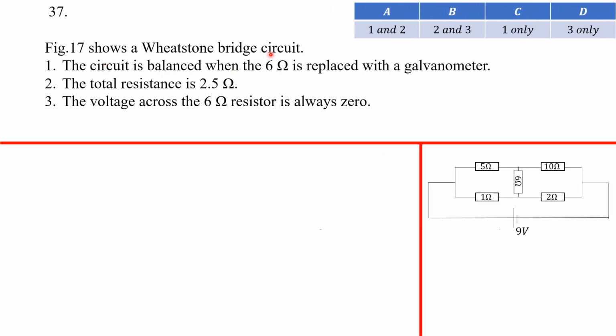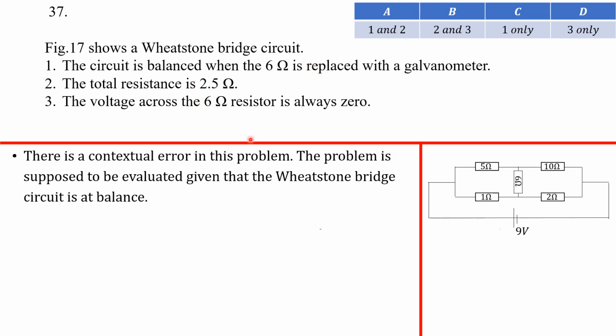Figure 17 shows a Wheatstone bridge circuit. The circuit is balanced when the 6... Okay, there's a little bit of problem here, so I've just taken our time to write that out. There's a contextual error in this problem. The problem is supposed to be evaluated given that the Wheatstone bridge circuit is at balance. Every one of these things has to be evaluated at balance.